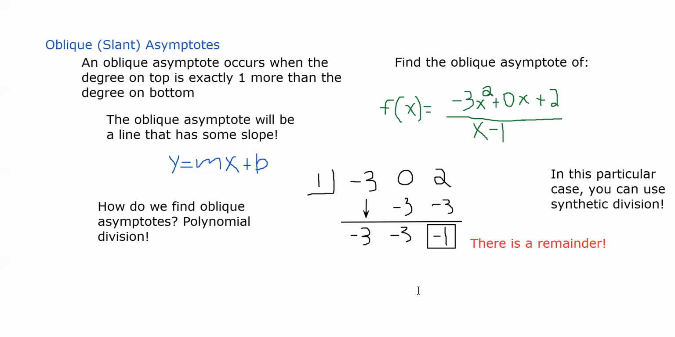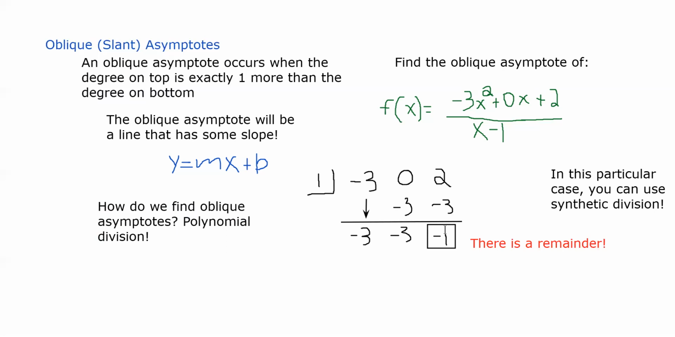Now, a remainder sucks because normally when there's a remainder and we're trying to factor a polynomial, the remainder is the fly in the ointment and tells us, no, that's not actually a factor. So x minus 1 down here is not a factor of negative 3x squared plus 2. Guess what? In this particular case, it doesn't matter. It doesn't matter at all.